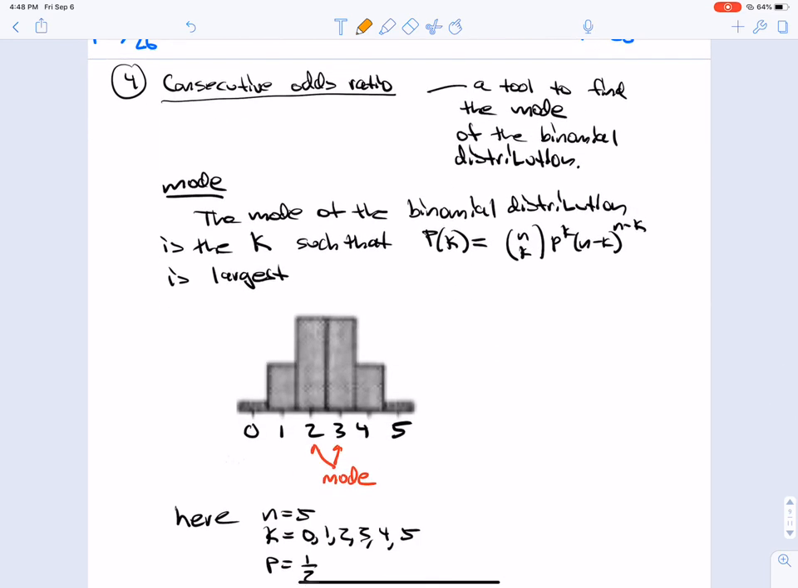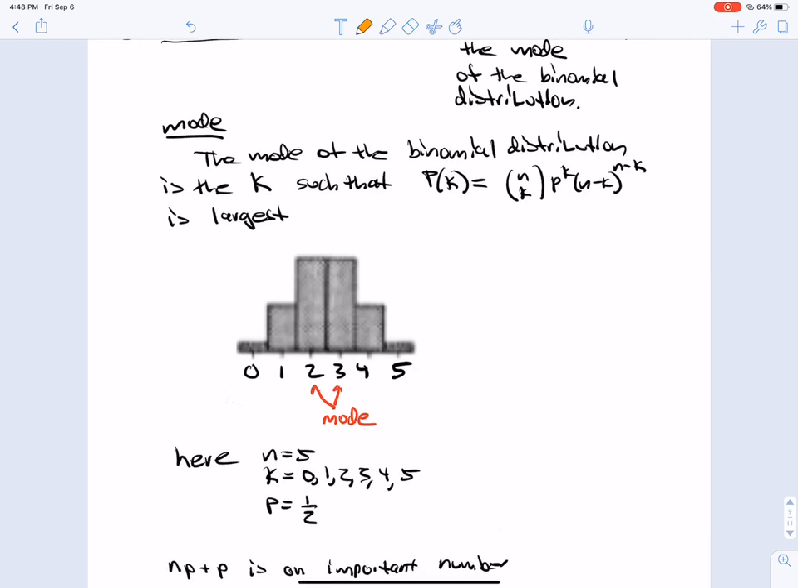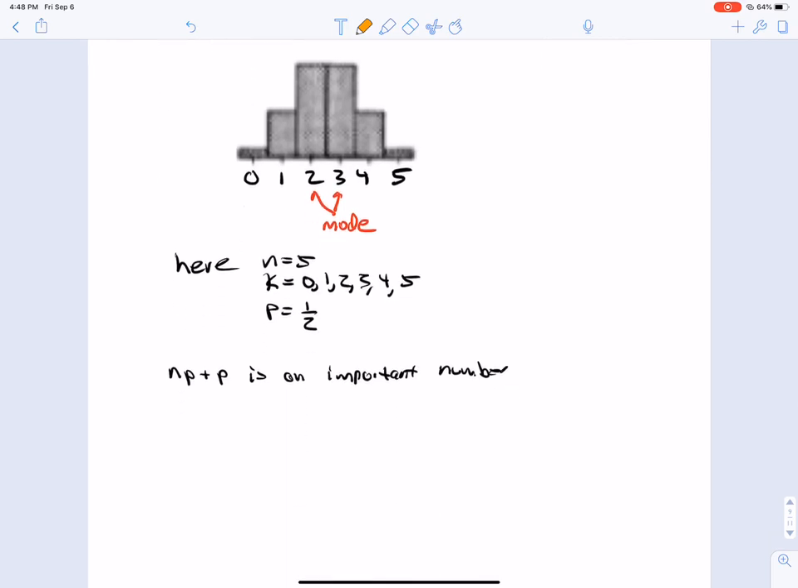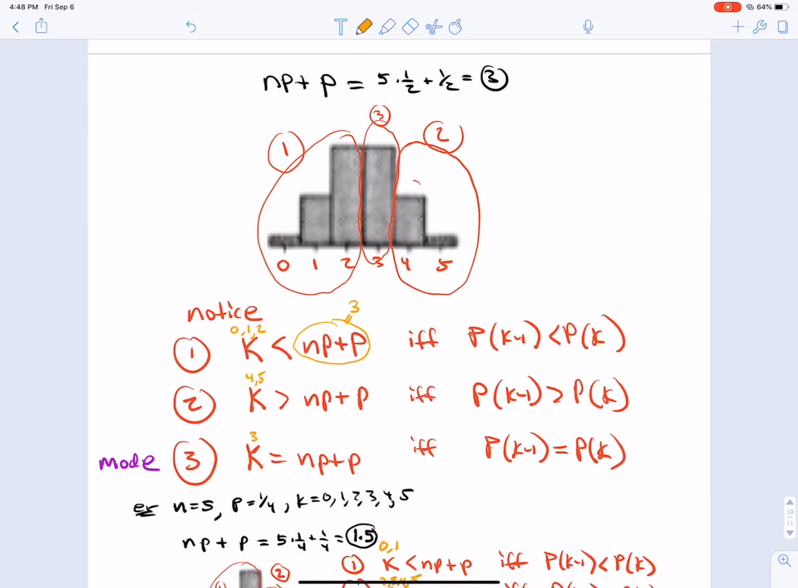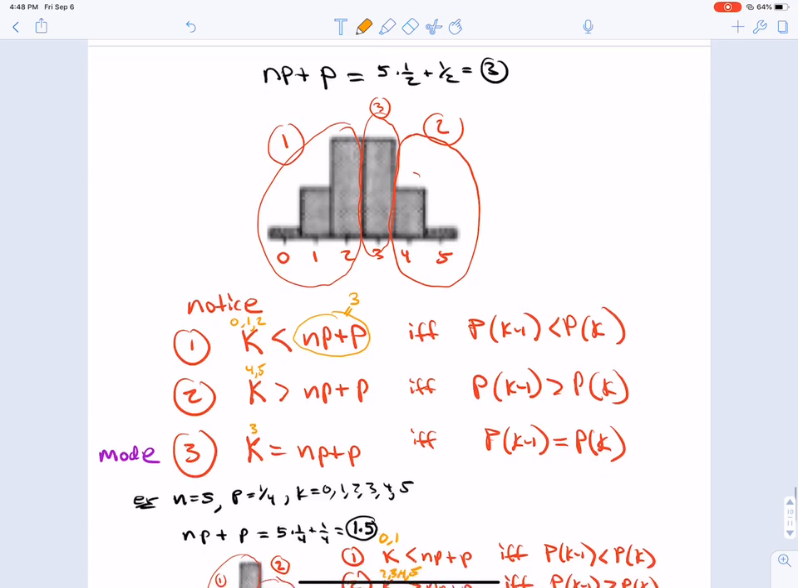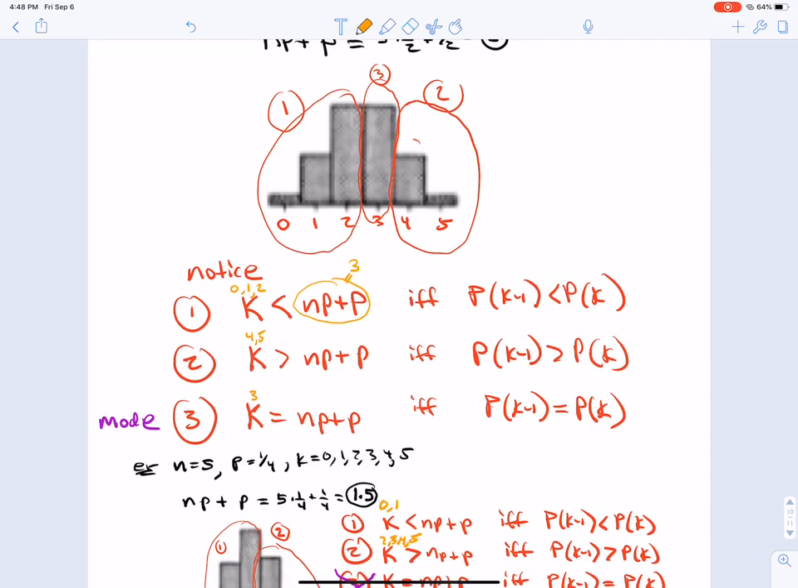Then we talked about the consecutive odds ratio, which is a tool to find the mode of the binomial distribution. And the mode is the most likely outcome. So NP plus P is an important number for determining the mode. For example, if NP plus P is 3, you have 3 cases for K, which runs from 0 to 5 here: either K is less than 3, K is greater than 3, or K is equal to 3.